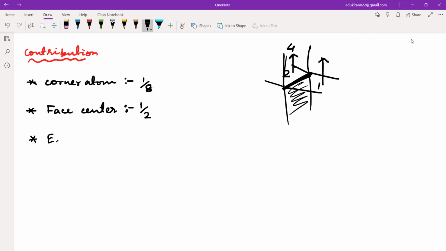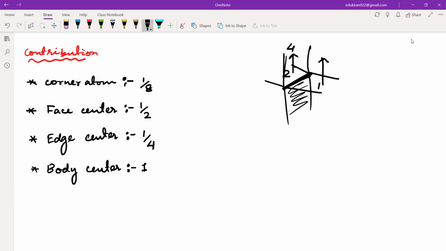So edge center. The edge is present in four rooms and hence its contribution will be 1/4. Now, if it is present in body center, the atom is completely inside the room, or completely inside the cube, and hence the whole atom is inside. So that is why the contribution will be 1, right? That means the whole atom is inside.